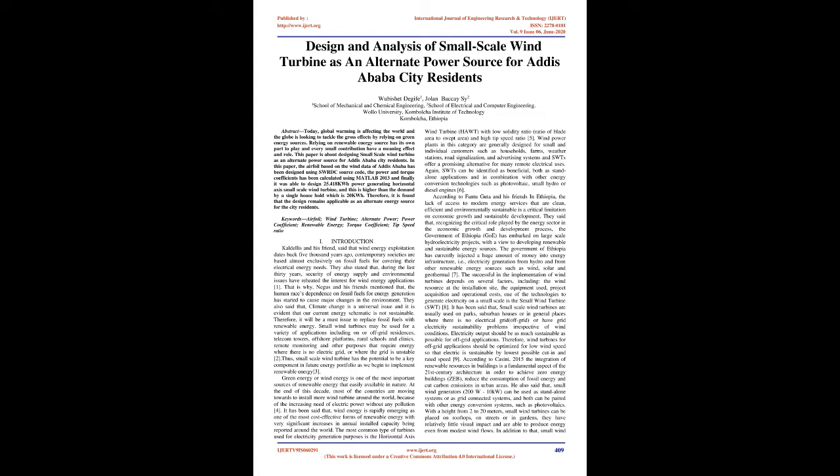[4] It has been said that wind energy is rapidly emerging as one of the most cost-effective forms of renewable energy, with very significant increases in annual installed capacity being reported around the world. The most common type of turbine used for electricity generation is the horizontal axis wind turbine, HAWT, with low solidity ratio of blade area to swept area, and high tip speed ratio.